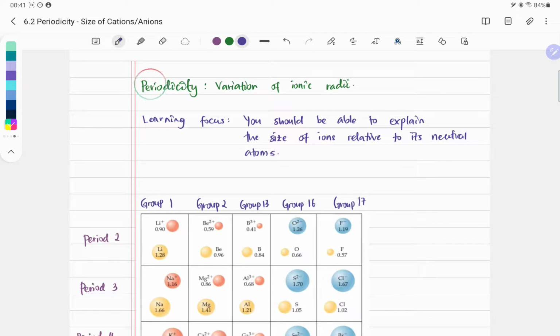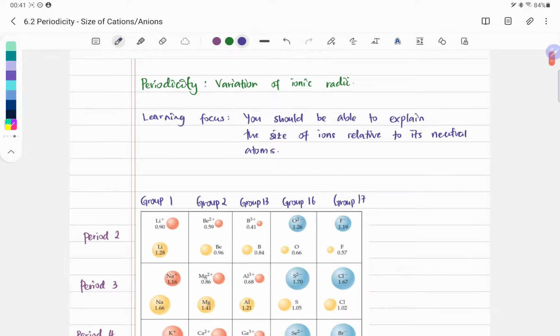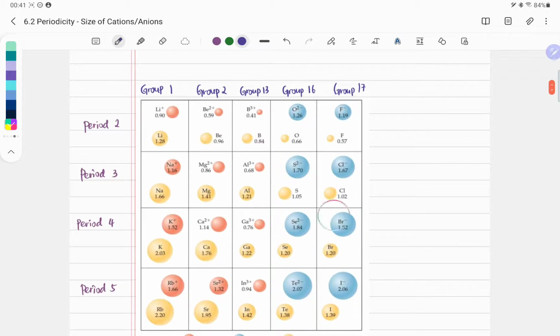Hello everyone, so in this video we are going into periodicity, variation of ionic radii. So we are going to focus on how we can explain the size of ions relative to its neutral atoms. Jadi dalam video ini kita akan tengok perbezaan antara ion dengan atom neutralnya. So here I have the comparison of atoms with its ions.